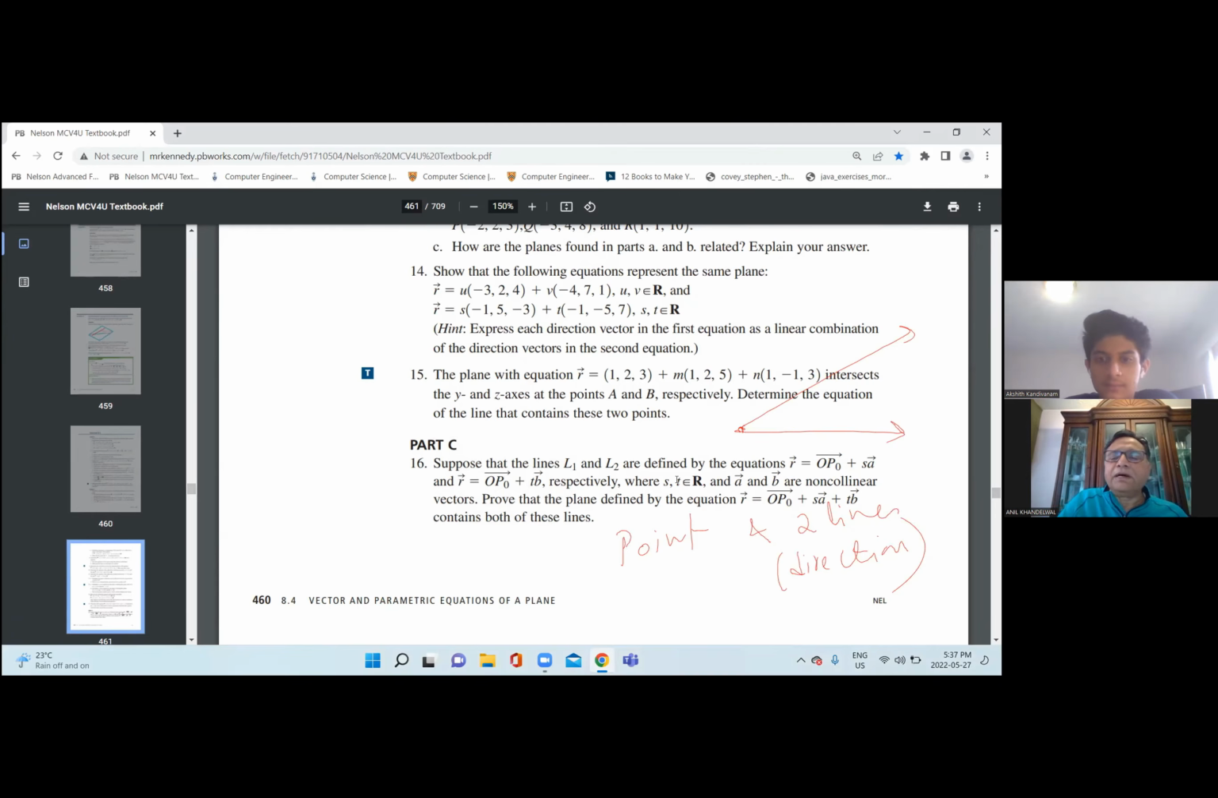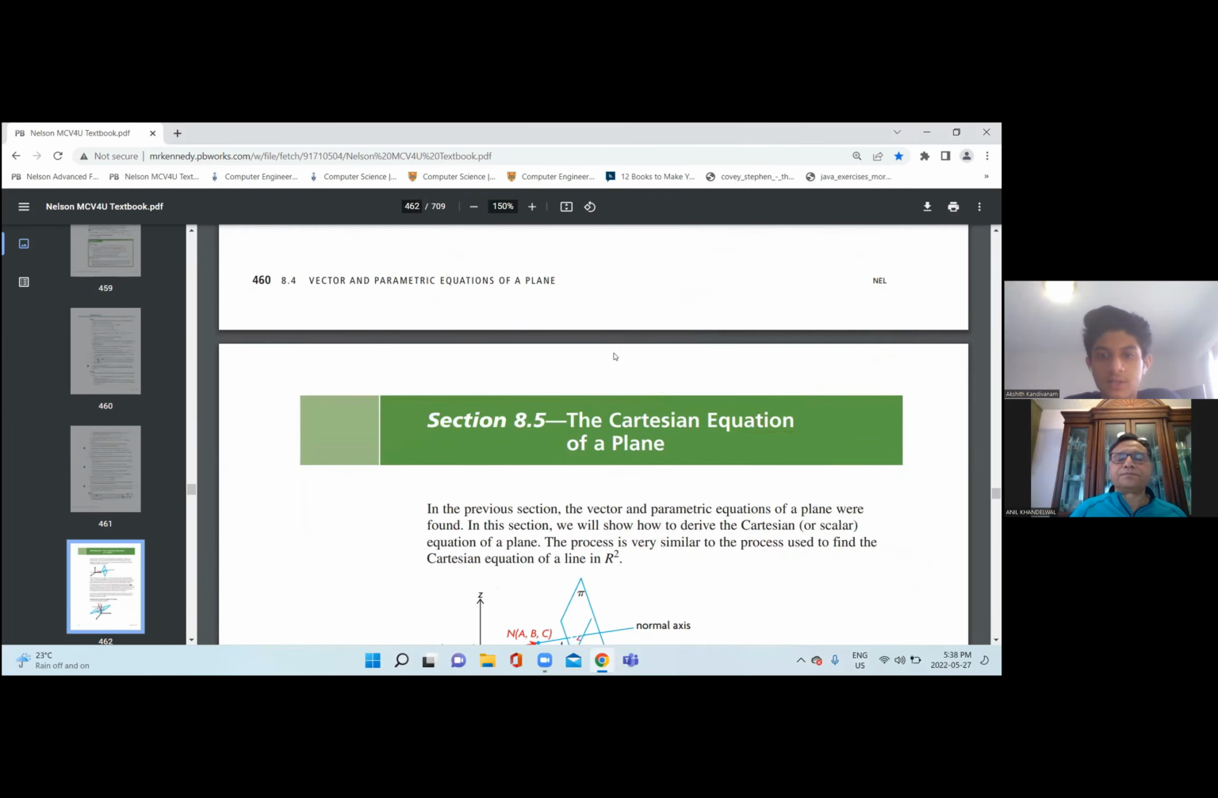So prove that the plane defined by R, which is this, you can now say this is a plane defined by R, correct? Because it contains both these lines. So this plane contains both these lines because the equation of the plane will be this. Is that okay? So this is one of the cases that we discussed. Okay, so we can move on to 8.5 now, the Cartesian equation.